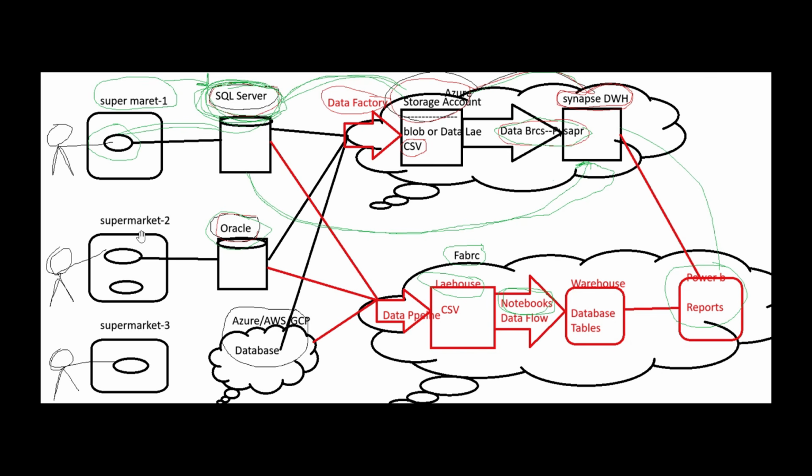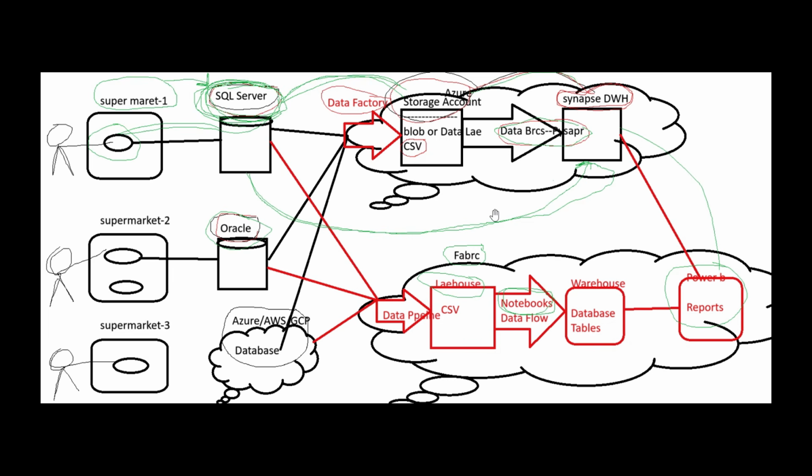Similarly, in supermarket 2, when business is happening, that data will come and be stored in the backend Oracle database. Similarly, I have supermarket 3. When a transaction happens, that data will come and be stored in any of the clouds. Let's take Azure, AWS, or GCP. These are the three different cloud environments available in the market. So now my business data is in different locations.